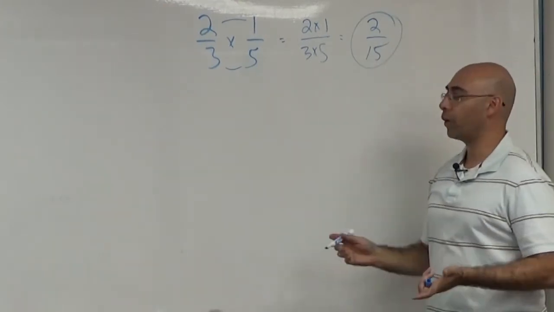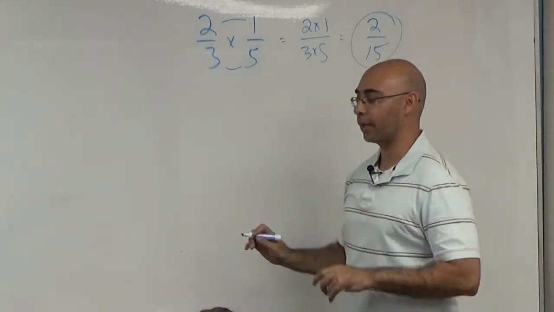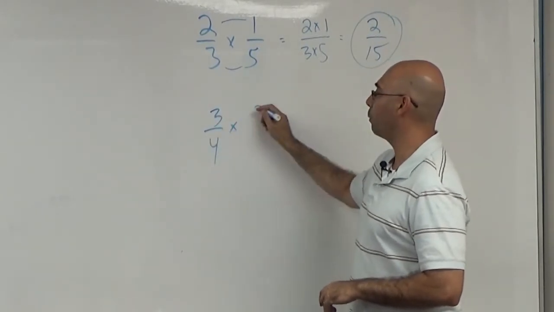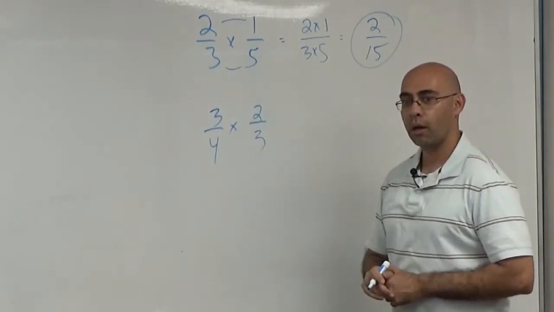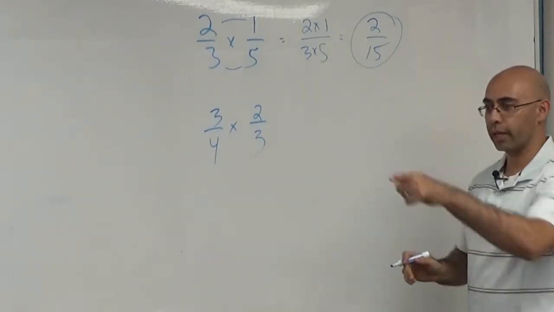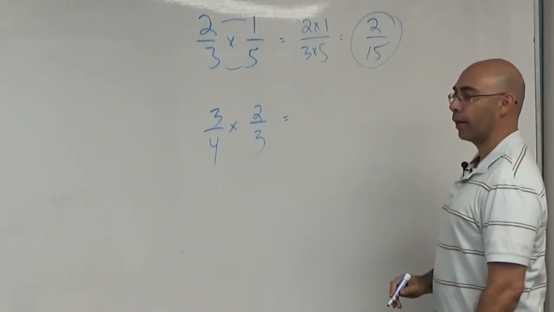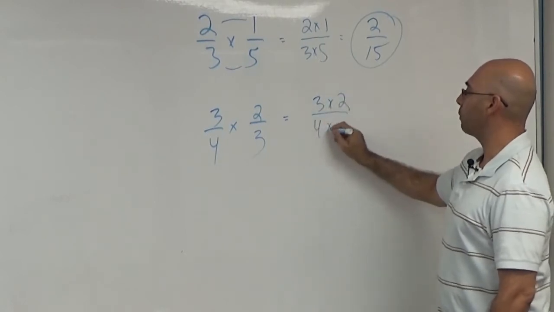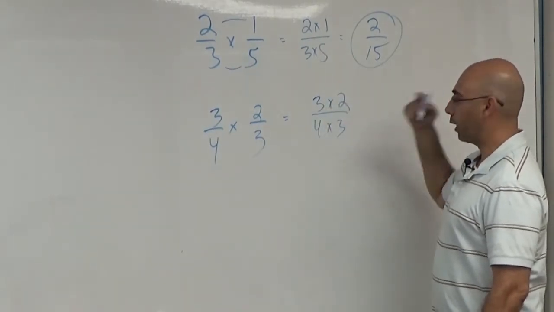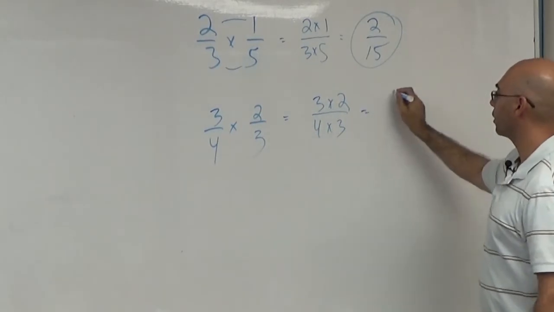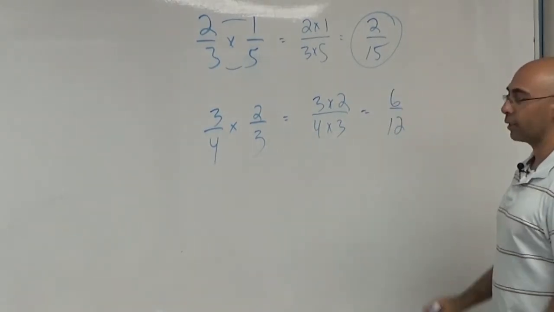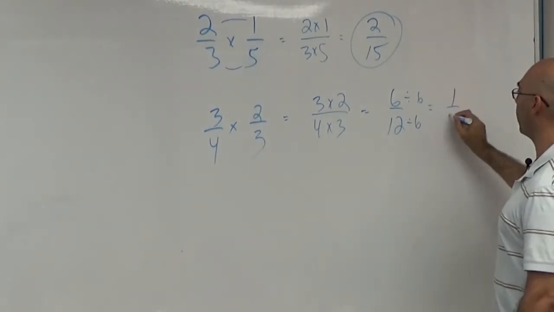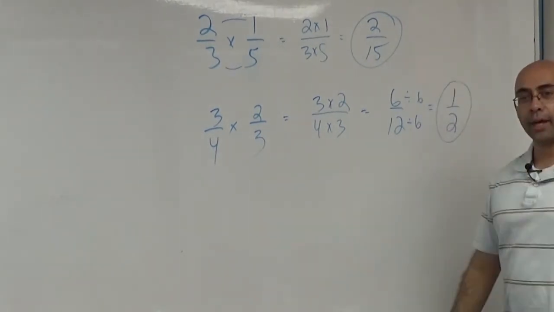Wow, what if I had this problem? I'll make it a little more complicated. What if I had 3/4 times 2/3? Oh no. All right, I'm going to go step by step. You go 3 times 2, 4 times 3. You can do that in your head, which is 6/12. And you look at this, you can reduce top and bottom by 6. The answer is 1/2. You can do it that way.